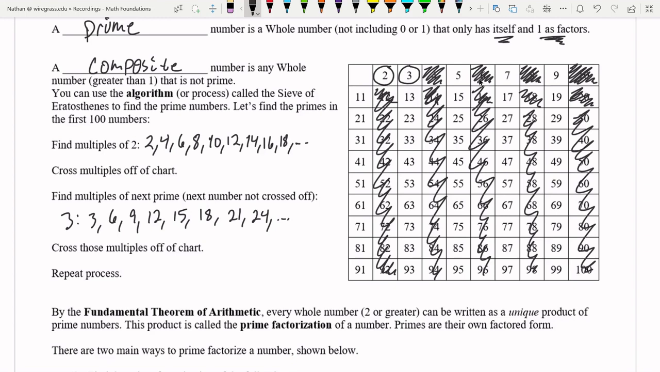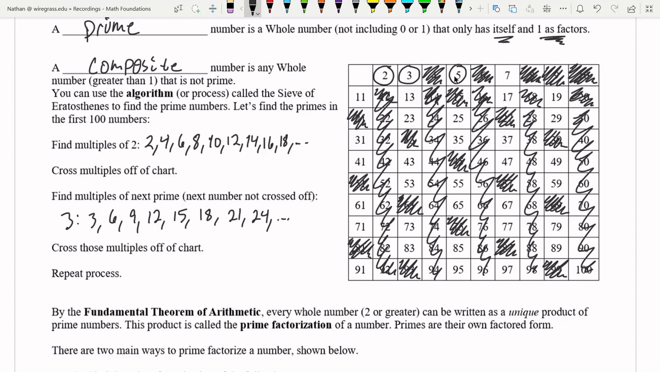So 6 is already crossed off. Don't have to worry about that one. But 9 is the next one. Then 12 is already crossed off. 15, 18, 21, 27 will be the next one. And let me go ahead and cross off the rest of them. And there we go. I've crossed off all of the multiples of 3. So now we can see the next prime number is going to be 5.